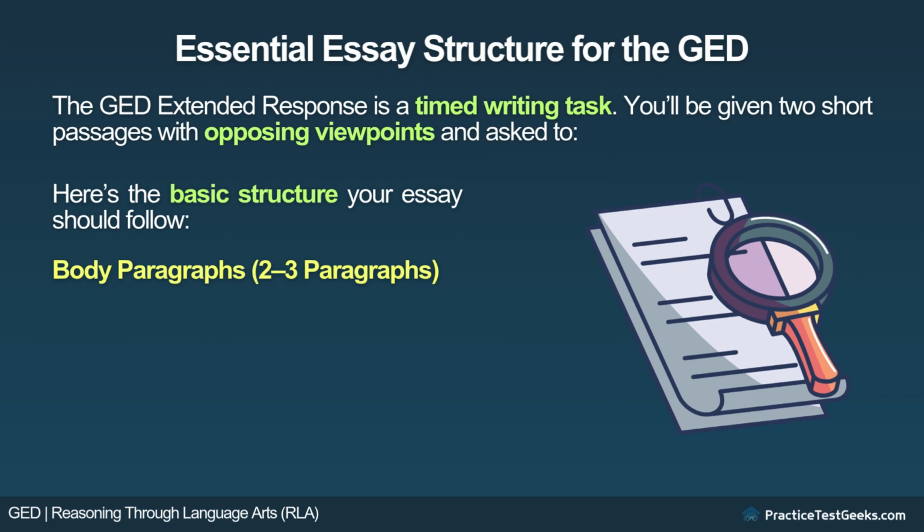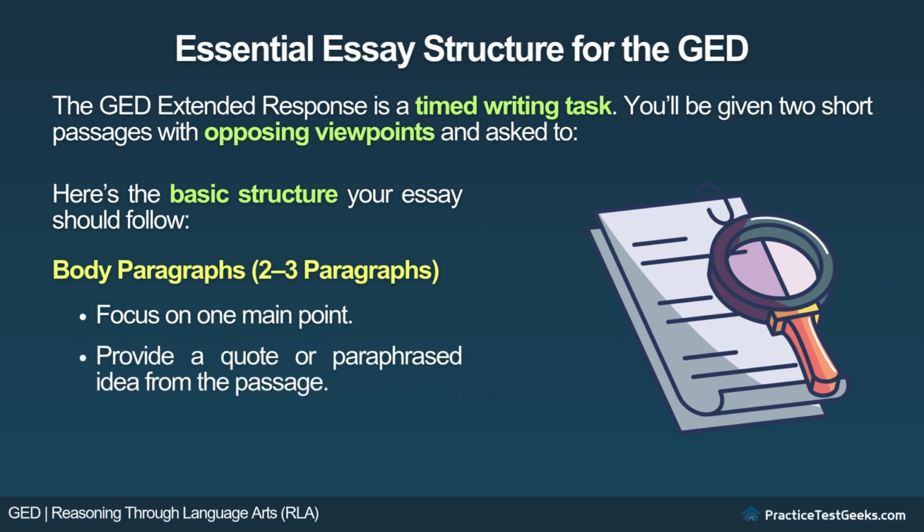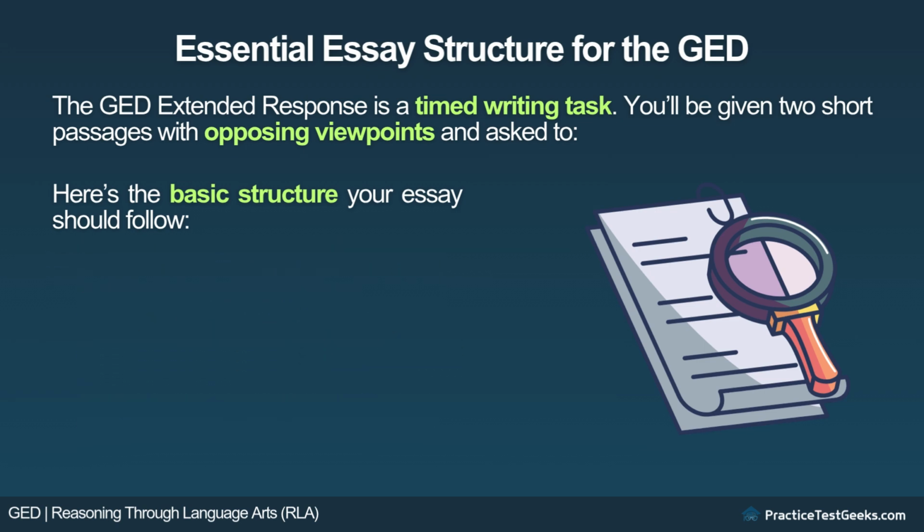Body paragraphs, 2 to 3 paragraphs. Each body paragraph should focus on one main point. Provide a quote or paraphrased idea from the passage. Explain how it supports your side. Use transitions like "for example," "in contrast," or "this proves that," to smoothly connect your ideas.